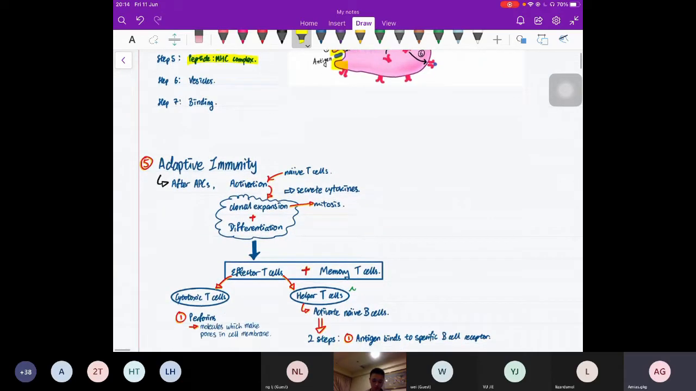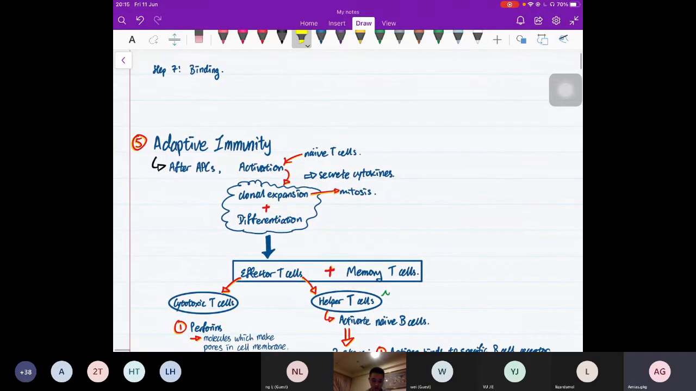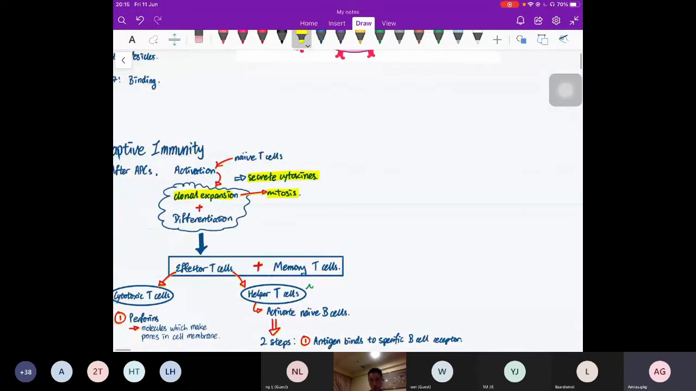So here we have the whole adaptive immunity. After your APCs have presented their antigens, your naive T cells get activated. Okay, then they secrete cytokines, or some lecture notes refer to it as chemical signals. So cytokines, and then this will trigger clonal expansion and differentiation. Some of you may not use clonal expansion, so they use mitosis as well. Clonal expansion is just mitosis. Okay, and then they differentiate into your effector cells and your memory T cells.